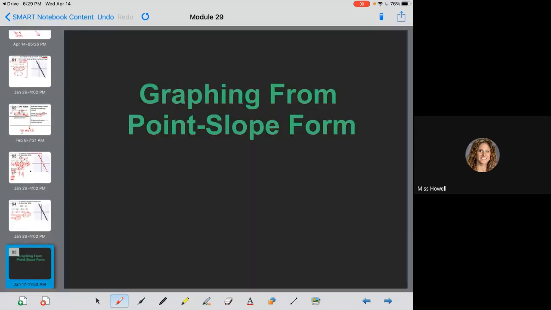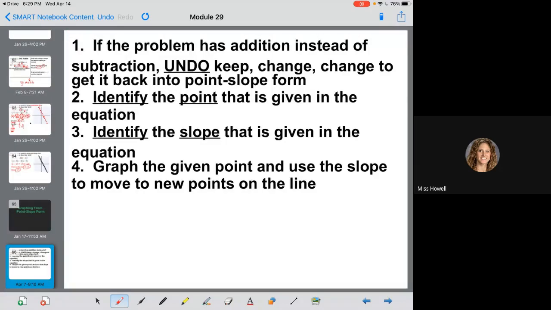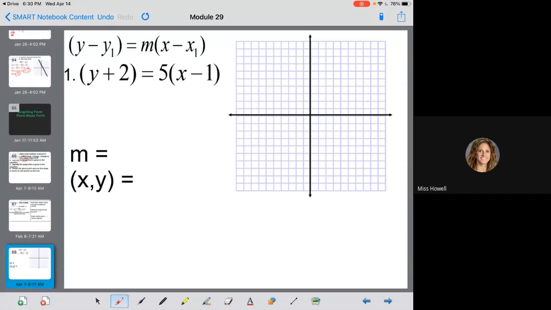Let's try another. The hardest part here is getting that undo: keep, change, change version of our equation. Then identifying the correct point. Remember, when you go to identify this point, you don't include the subtraction, you just include the thing behind it. So just be careful there. And then what's our slope? And using just those two things, plot the point you know, then rise up, run out with the slope to get to new places.